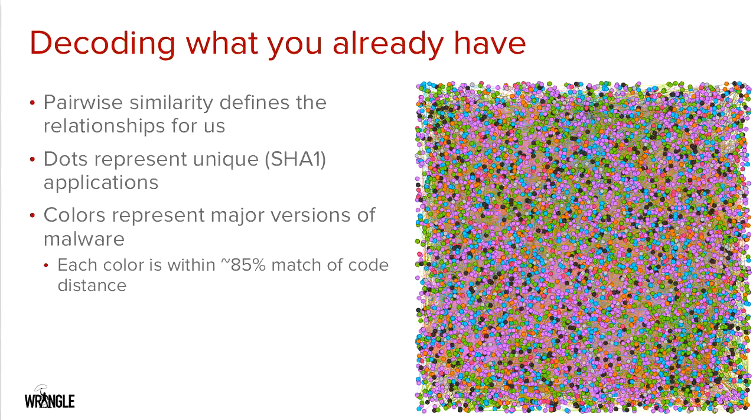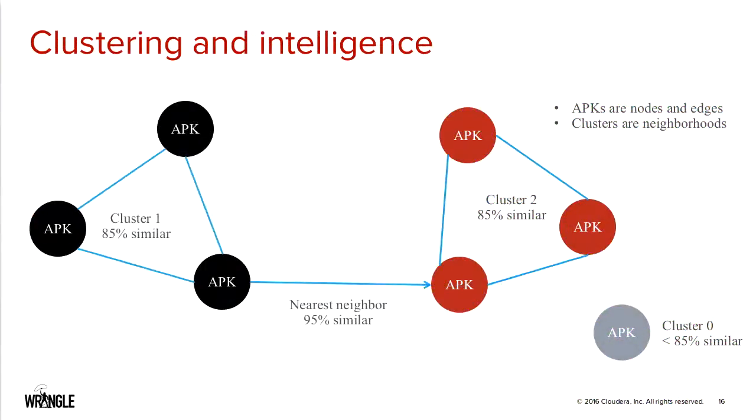So if we do pairwise similarity, what we can quickly find is, in this case, it's the same dots, the same graph, but purple, for example, starts to stand out. That's a cluster of applications where we can say everything that's purple is 85% related to everything else that's purple. Everything that's black is 85% related to it. So a more straightforward one ends up looking like this. You'll have these 3 APKs where cluster 1 is all 85% similar, but the nearest neighbor for one APK may actually be in another neighborhood.